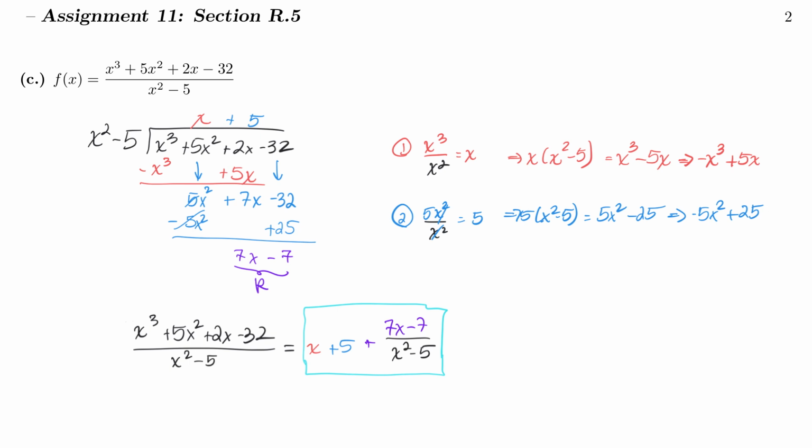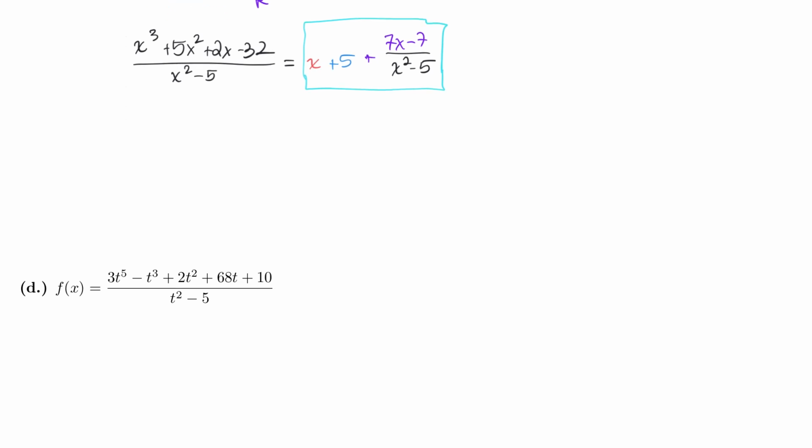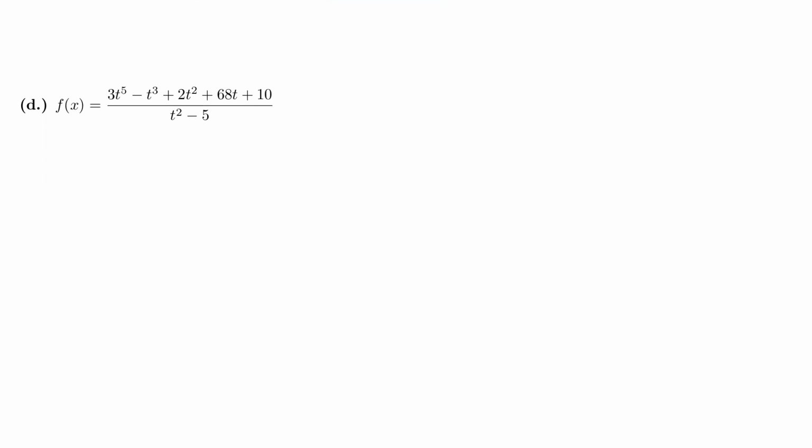Let's try the other example, which, by the way, is not the one that I had written down to do. I made a couple of typos, but we're going to do it the way it's given here. And then we can also look at it if I changed it to the other signs that I meant to have on there. So I also noticed this should have been f of t. So f of t is equal to 3t to the 5th minus t cubed plus 2t squared plus 68t plus 10 divided by t squared minus 5. So let's find another way to write f of t by doing polynomial long division by a quadratic.